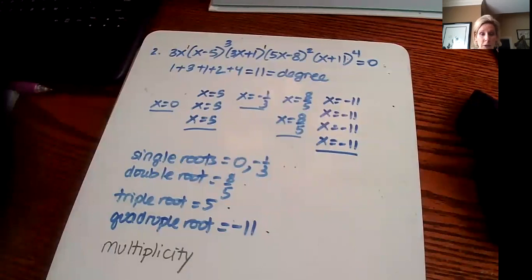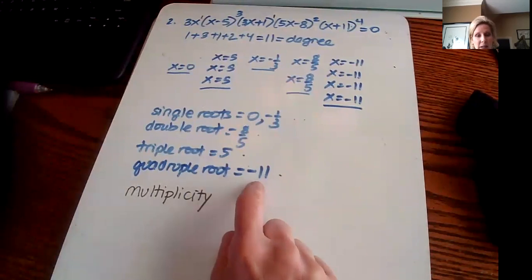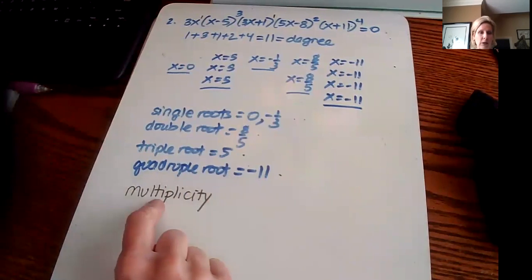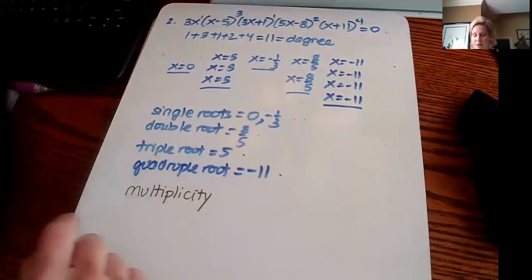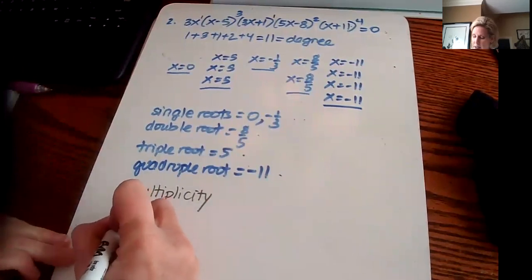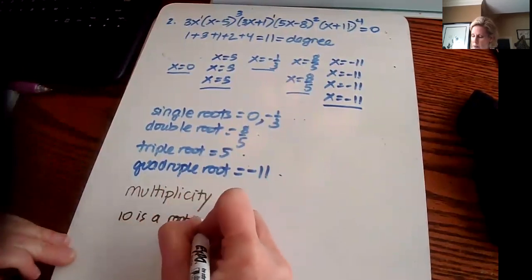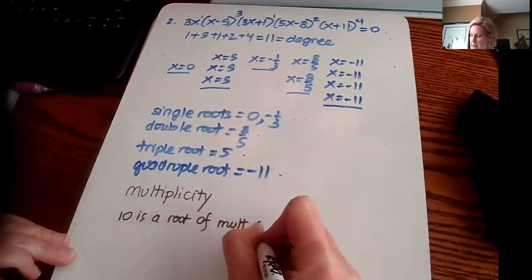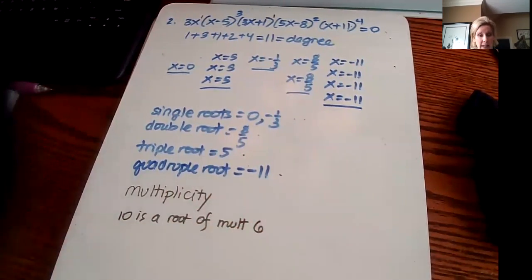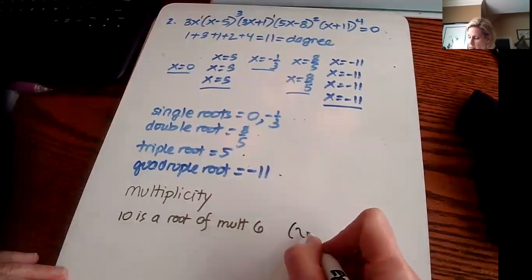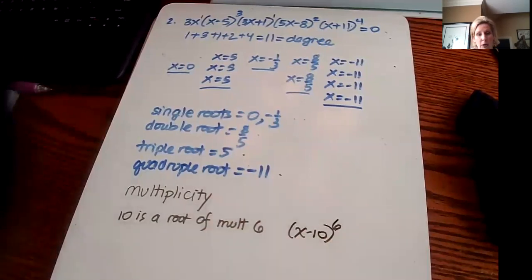5 is a root of multiplicity 3, means it's a triple root. So -11 is a root of multiplicity 4. So the multiplicity just tells you whether it's a single, double, triple root or higher. So if I said, okay, 10 is a root of multiplicity 6, that means I get x equals 10 as an answer 6 times in a row. And it also means that x minus 10 to the 6th power will be in the factored form of my equation. So that's just a little vocabulary tie up.